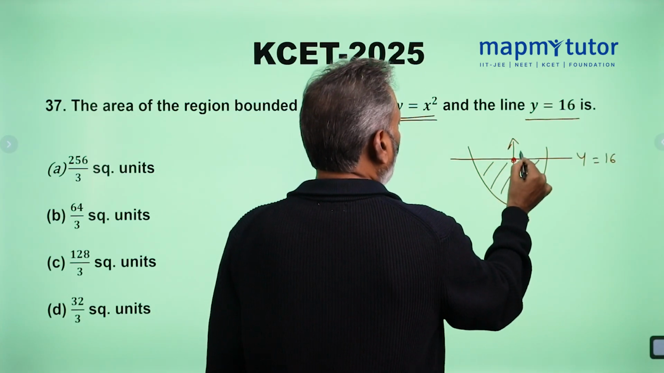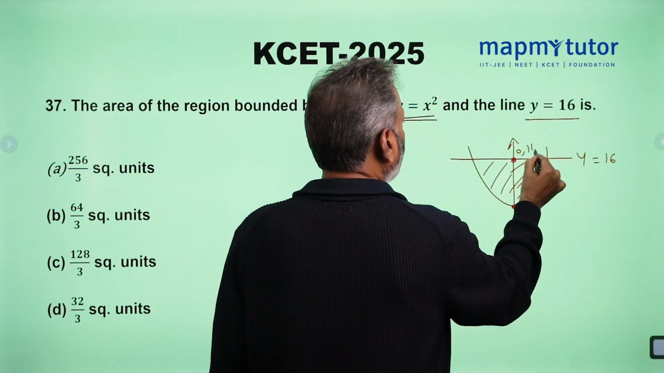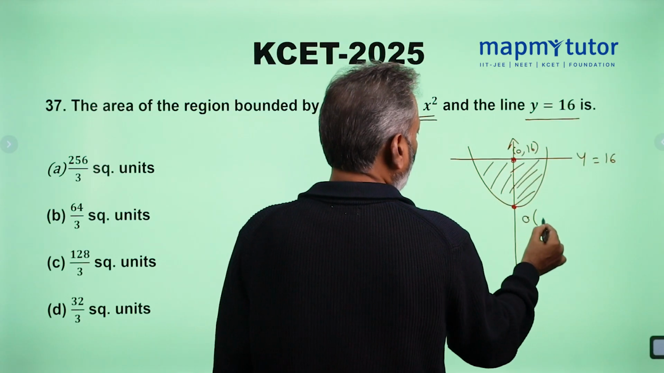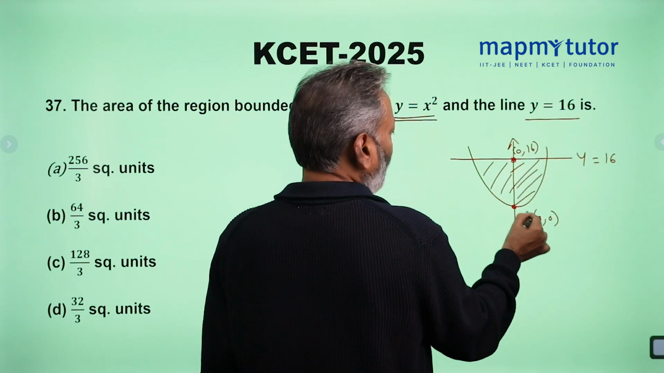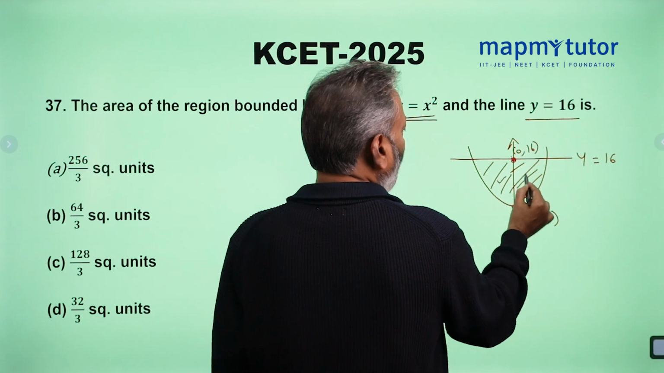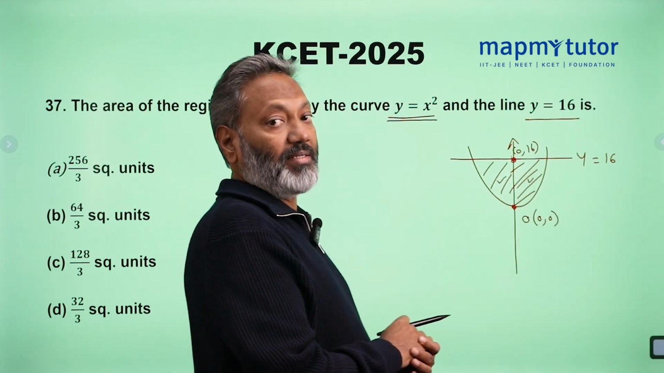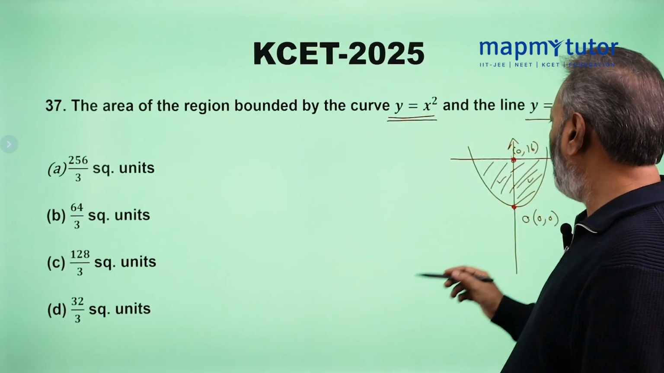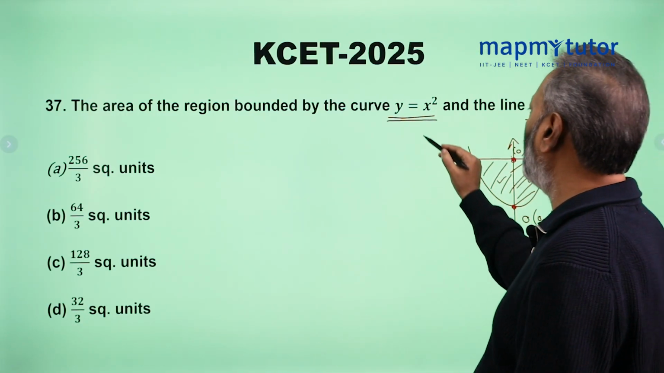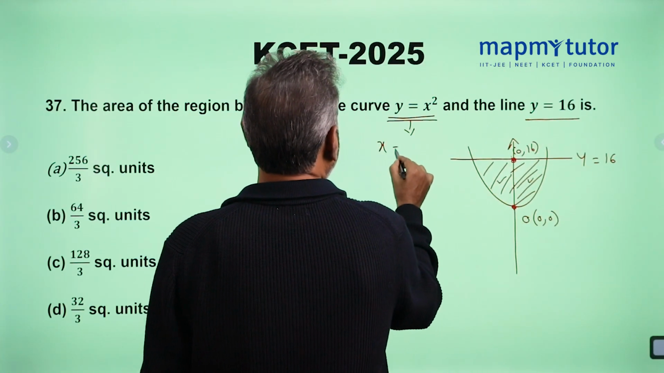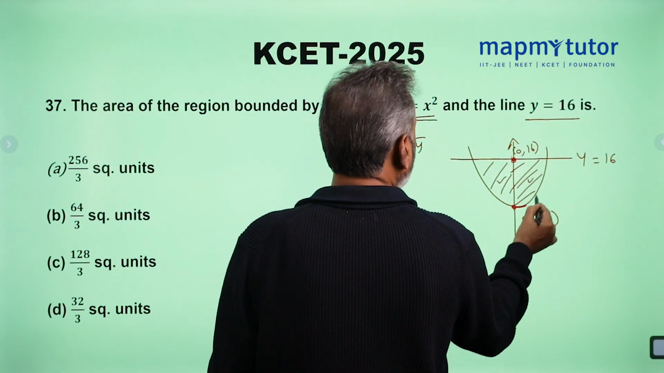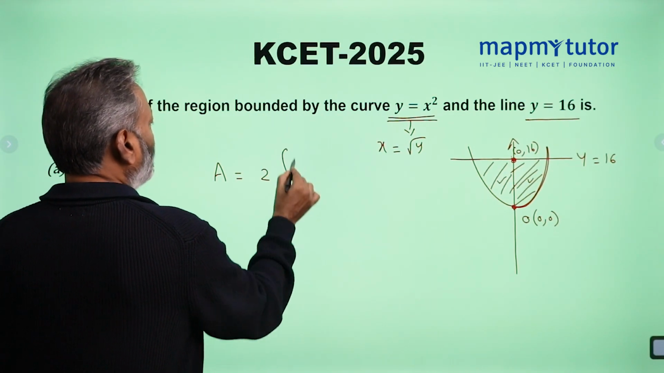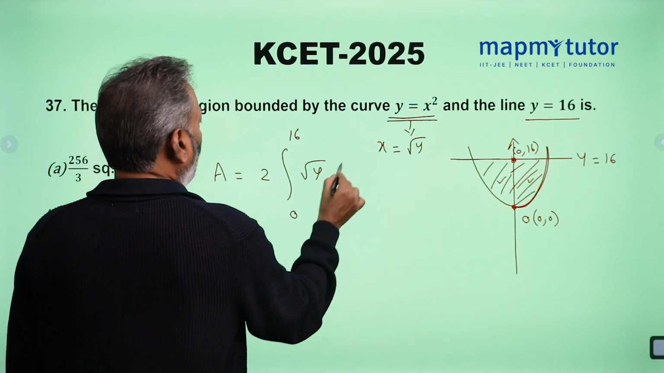So clearly this point will be what? 0, 16. So if you integrate from 0 to 16, because I am looking at the y coordinate, 0 to 16, you will get any one of these two parts. Okay? Half of that. So total area will be 2 times. And that too, we are integrating with respect to y. Therefore, I change this equation as x is equal to root y, which represents this part of the curve. So, what is the total area? 2 times integral 0 to 16 root y dy.